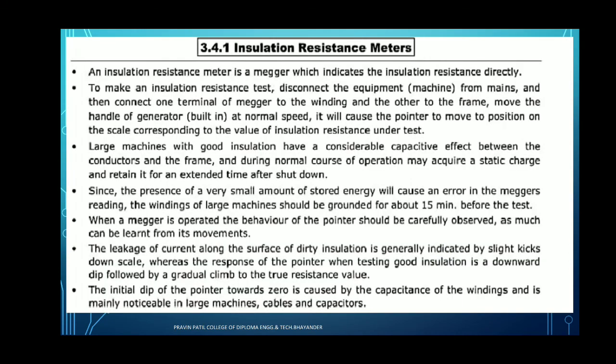We have to see again the insulation resistance meters. An insulation resistance meter is a megger which indicates the insulation resistance directly. To make an insulation resistance test, disconnect the equipment or electrical machine from the main switch, and then connect one terminal of the megger to the winding and the other to the frame. Move the handle of the generator or the belt-driven unit at normal speed.